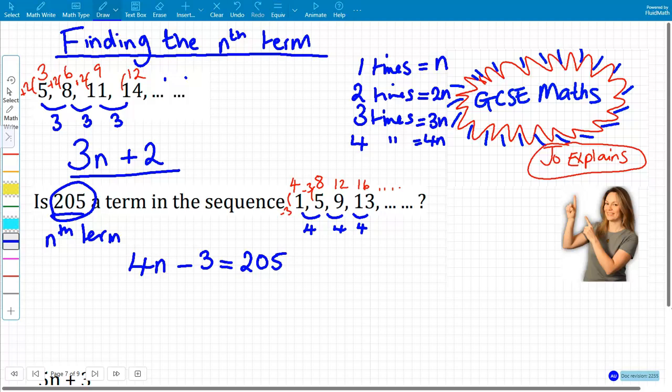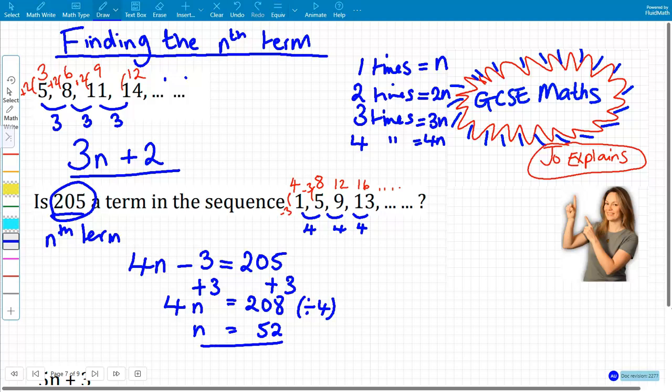So we're going to solve it, just as we would any other equation. Plus 3 to both sides, that gives us 4n equals 208. And then we're going to divide by 4 on both sides. So that's going to give us n is equal to 52. So that's a whole number. So the answer is yes, it is in the sequence.